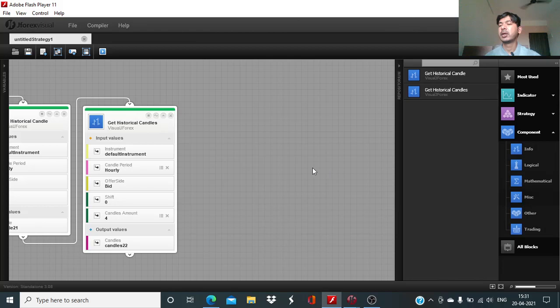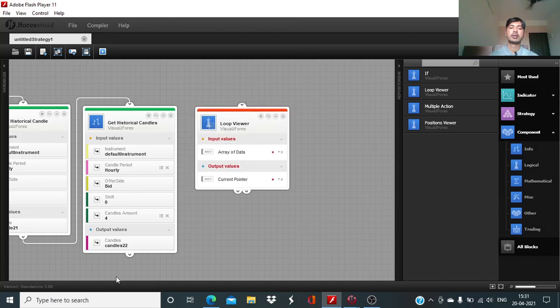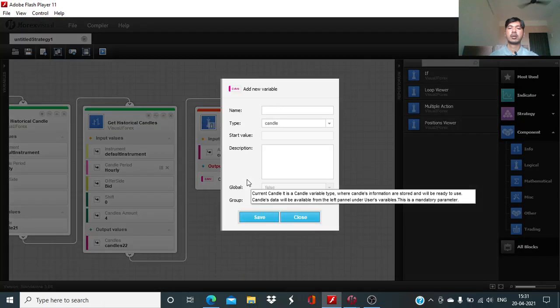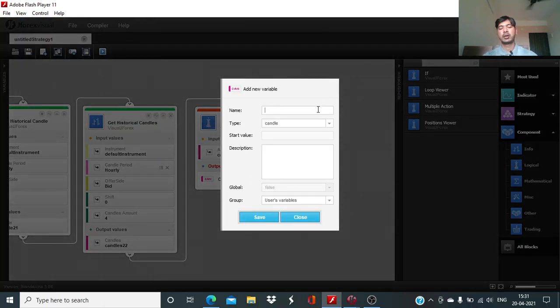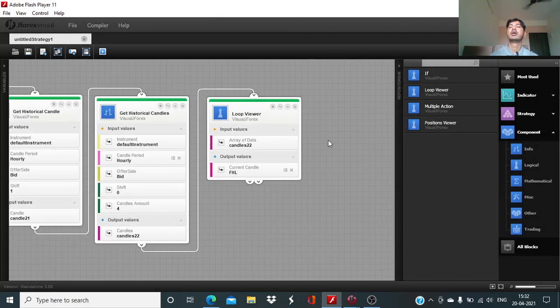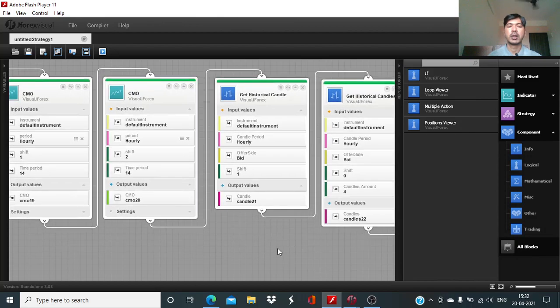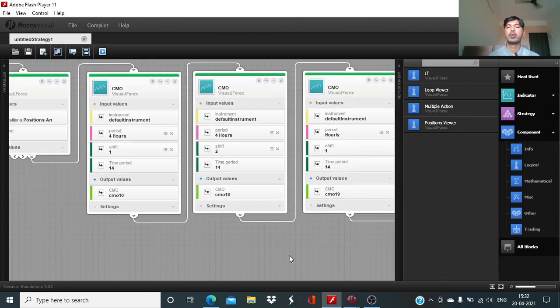And to retrieve these blocks' individual components, we will also have to use the loop viewer. We will name it FHL. Okay, so these are the blocks which are going to be providing us the necessary input values to define the conditions using if blocks later on.